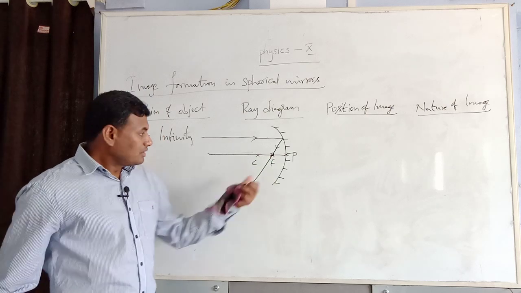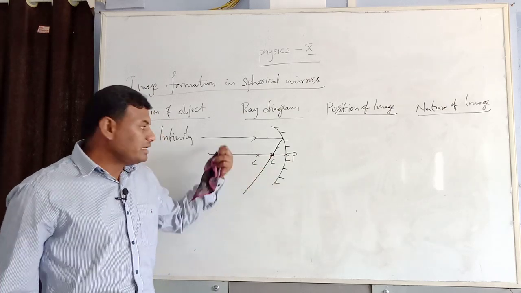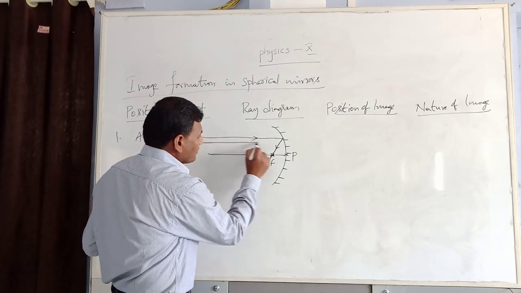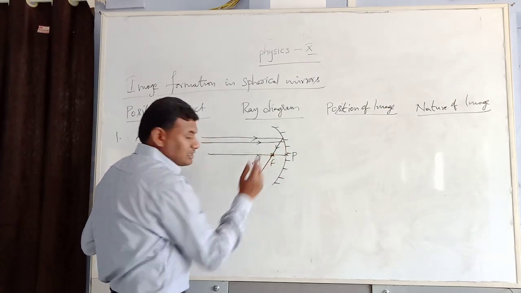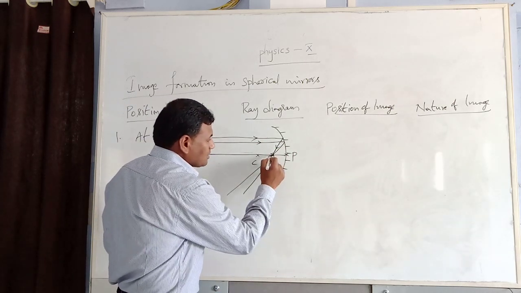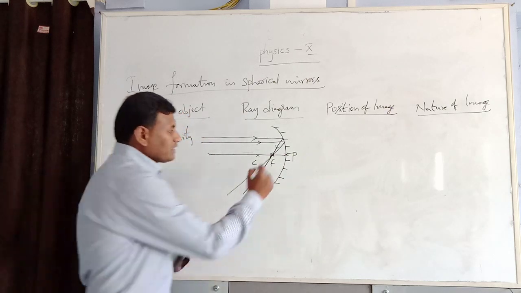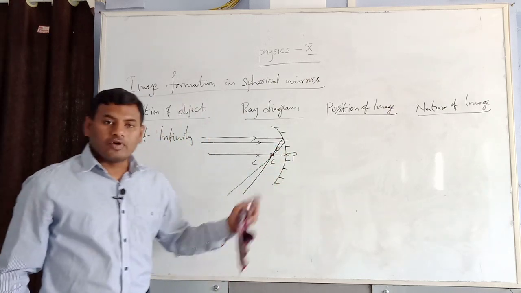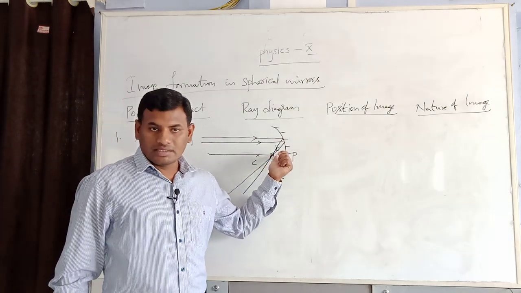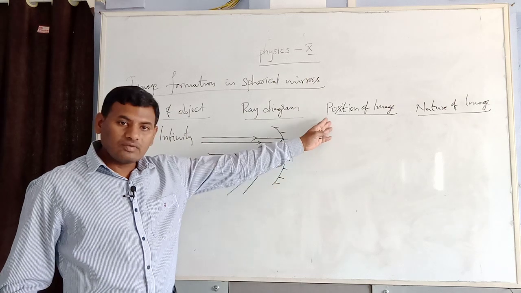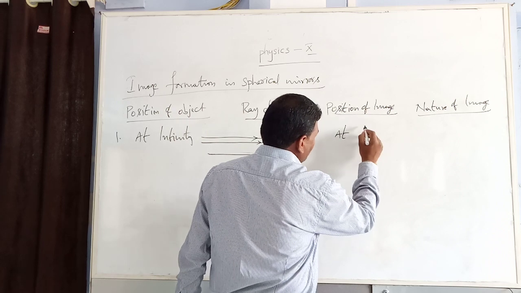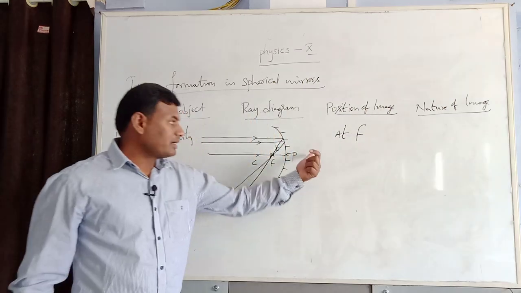And for representation of the image, we need at least 2 incident rays. Let us see the second ray, which is also coming from infinite distance. When it falls on the concave mirror, after reflection it passes through the principal focus. So these reflected rays are intersecting at a point F. That F is the principal focus. So this intersection point gives us the image. The position of the image is at F.